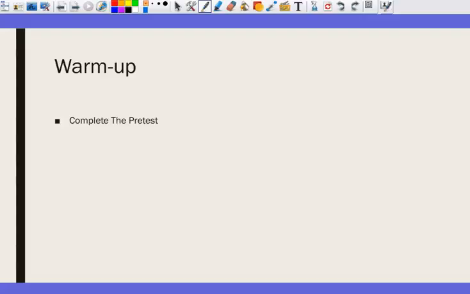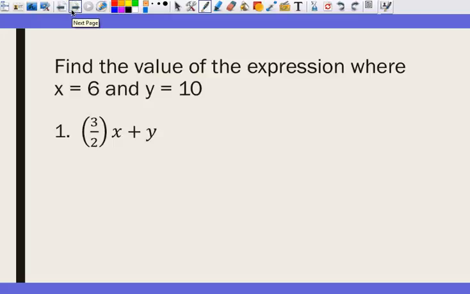Okay, this is problem number 1 on your geometry pretest. Find the value of the expression where x equals 6, y equals 10. So we need to plug in wherever we see an x with a 6, wherever we see a y with a 10. 3 over 2 times x, which is 6, plus y, which is 10. We're not done yet. We need to simplify this.